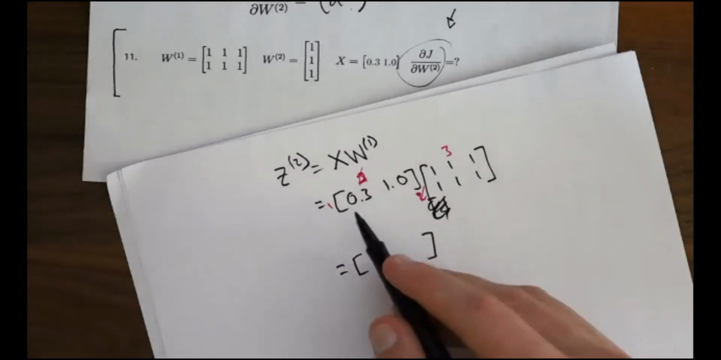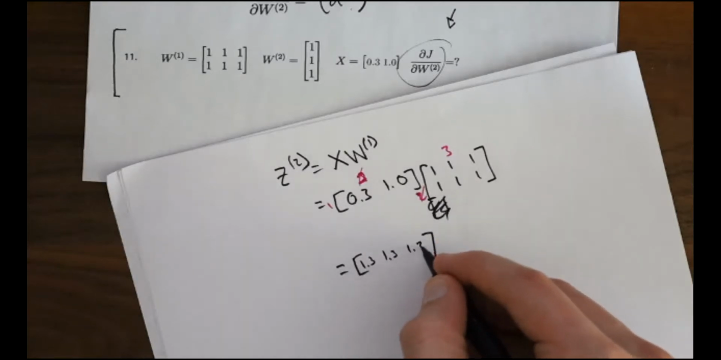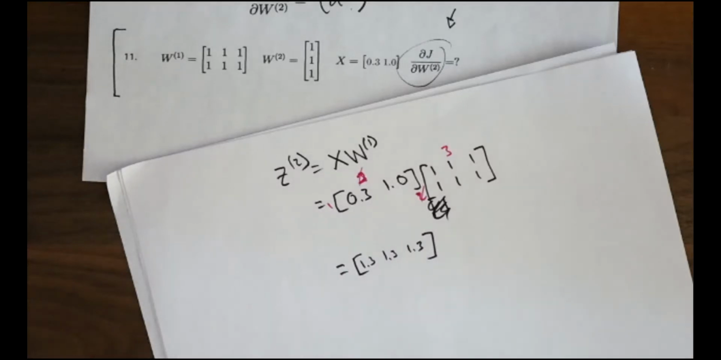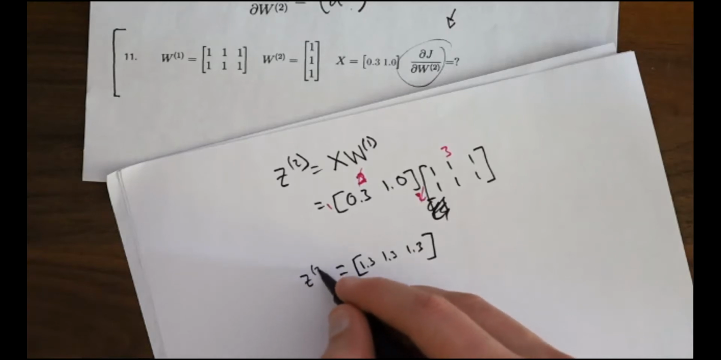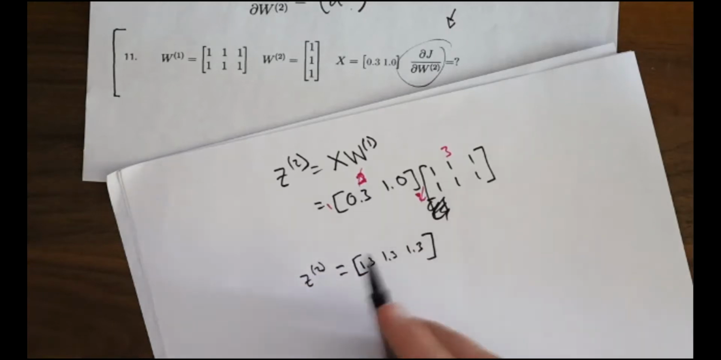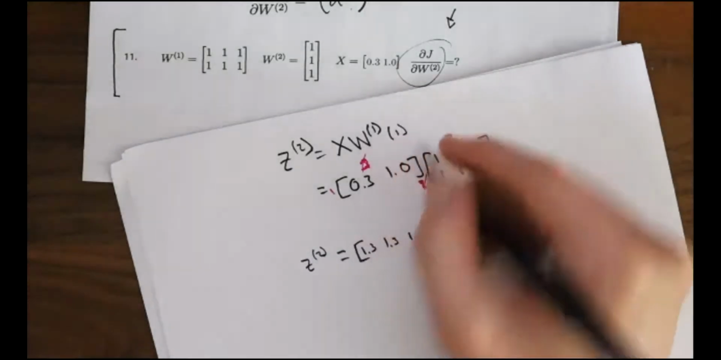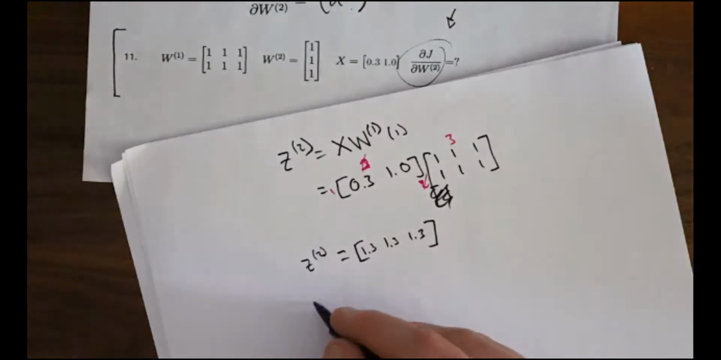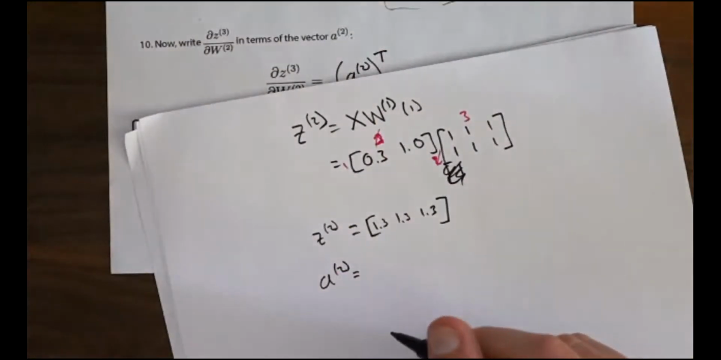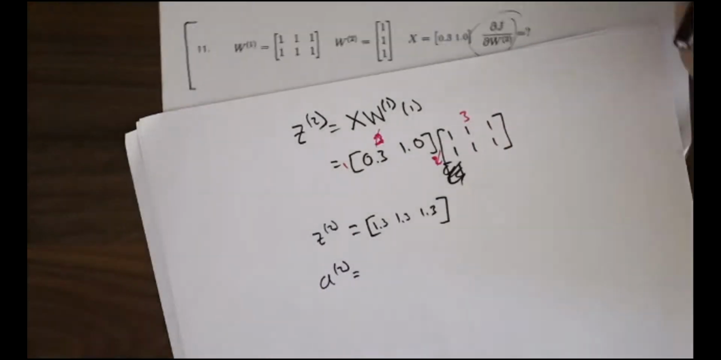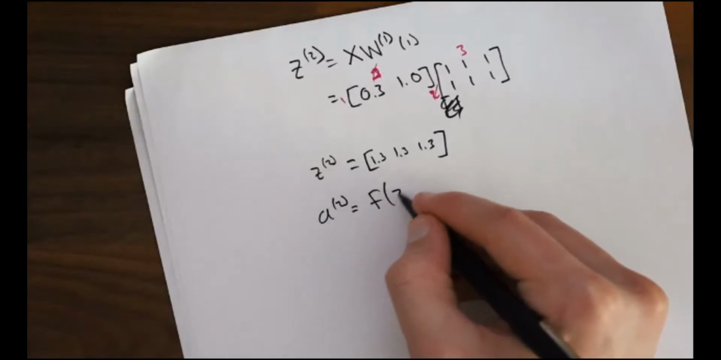So I think the answer we're going to get is 1.3, I believe. We're going to get 1.3, 1.3, 1.3 for our 3 values. So that is Z2, our second layer activities. We're going to pass these through our activation function. So our next equation, so this is equation 1. Our next equation is A2 is equal to F of Z2.